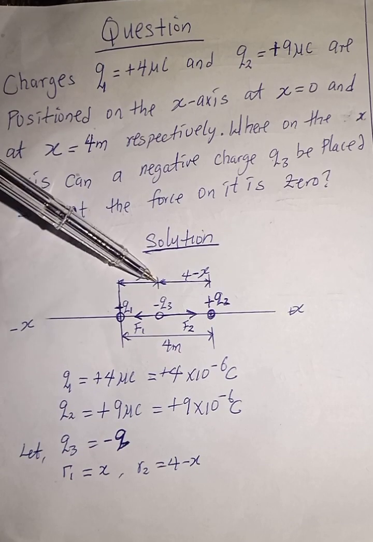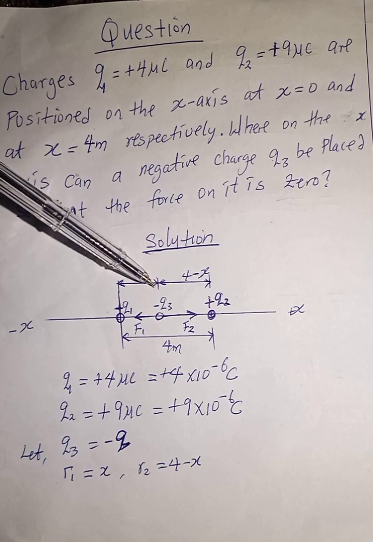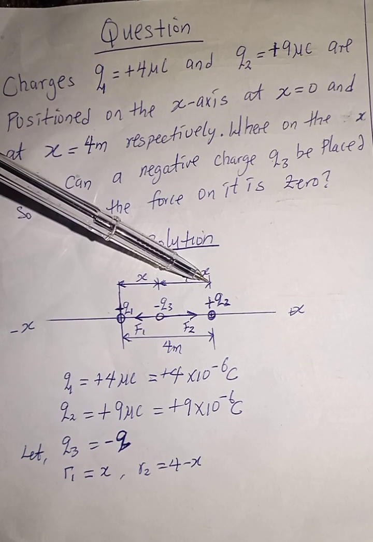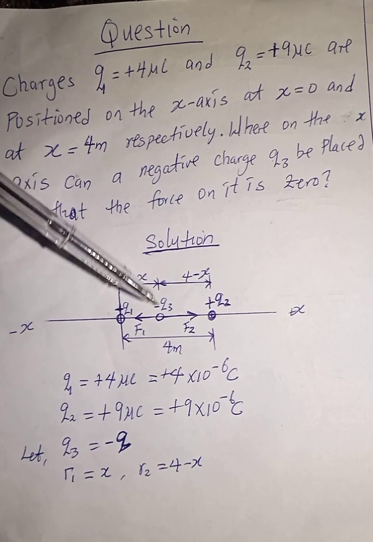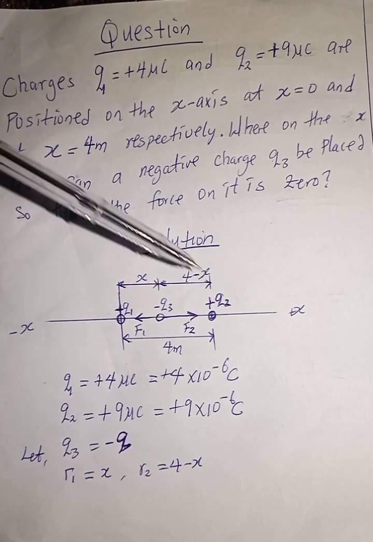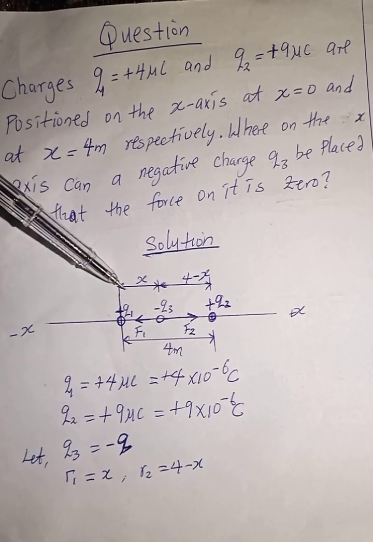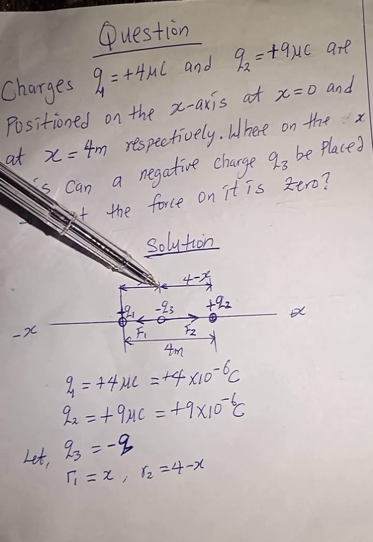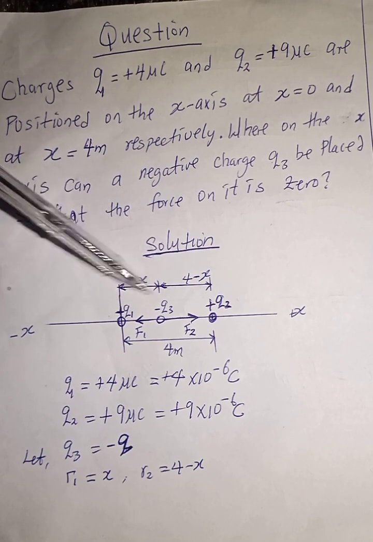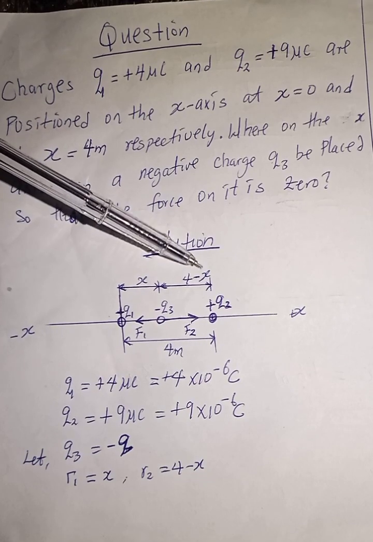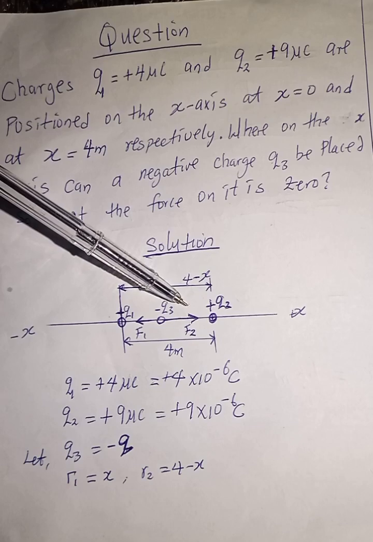So if from here to here is x, and from here to this other charge is 4, what will be the leftover distance? It will be the total distance minus this x. So from here to here will now be 4 minus x, which is the total, 4, minus this one that you have already measured, which is x. So here is x, from here to here is 4 minus x. So we have already drawn everything.